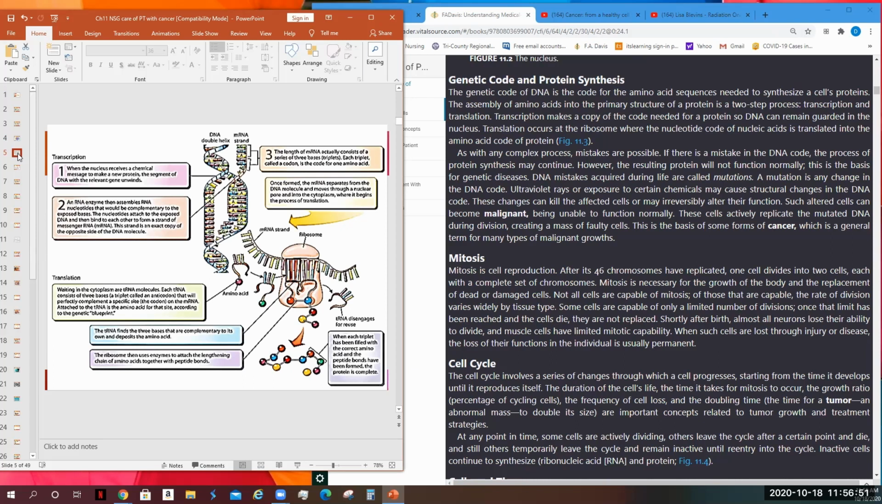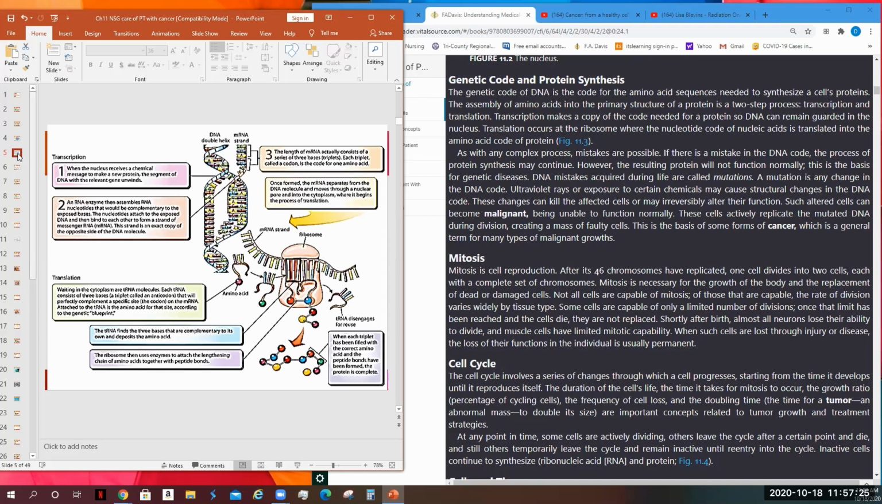Translation occurs at the ribosome, where the nucleotide code of nucleic acids is translated into the amino acid code of protein. As with any complex process, mistakes are possible. If there is a mistake in the DNA code, the process of protein synthesis may continue. However, the resulting protein will not function normally. This is the basis for genetic diseases.